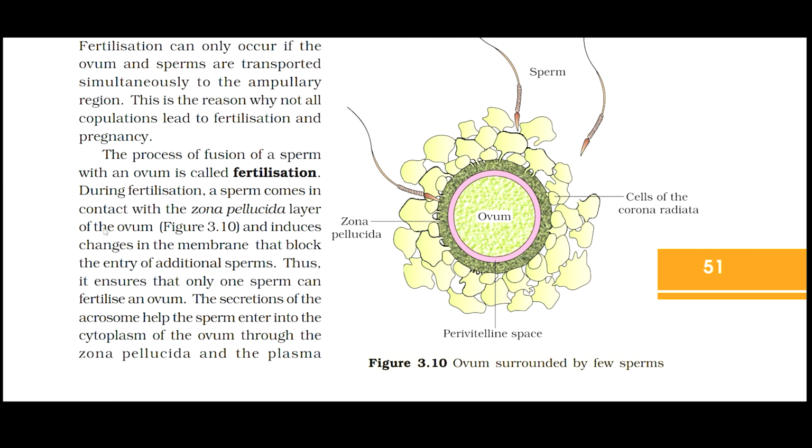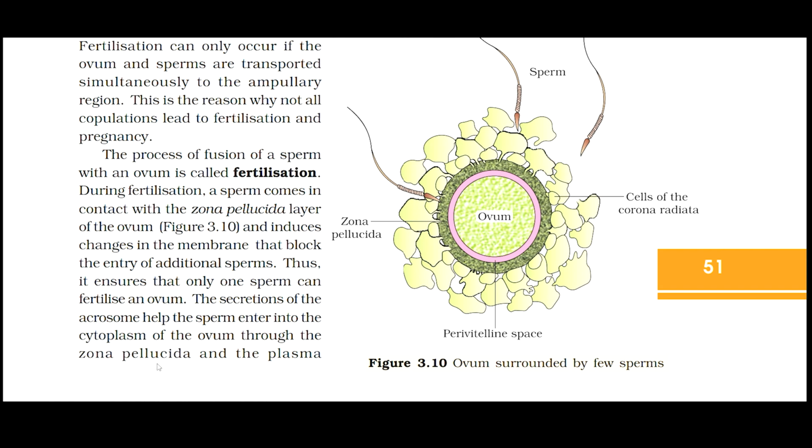During fertilization, a sperm comes in contact with the zona pellucida layer of the ovum, which is given in figure 3.10, and induces changes in the membrane that block the entry of additional sperms. Thus, it ensures that only one sperm can fertilize an ovum.